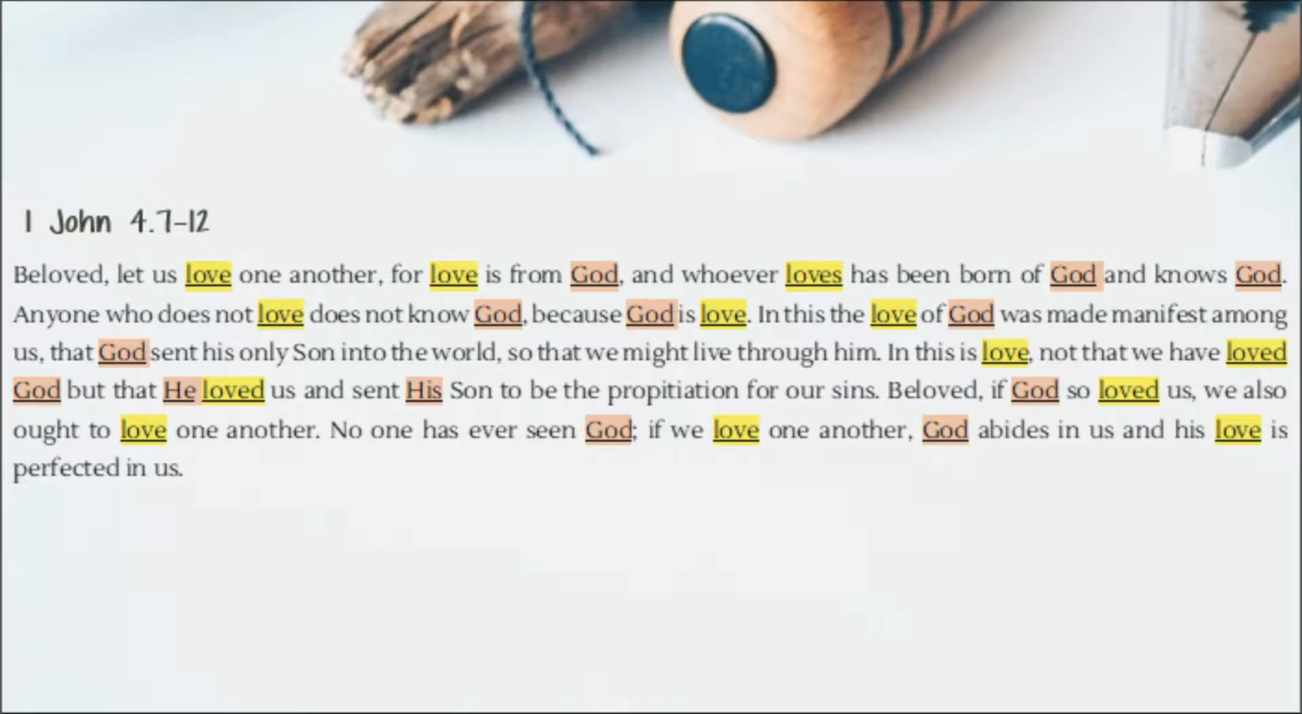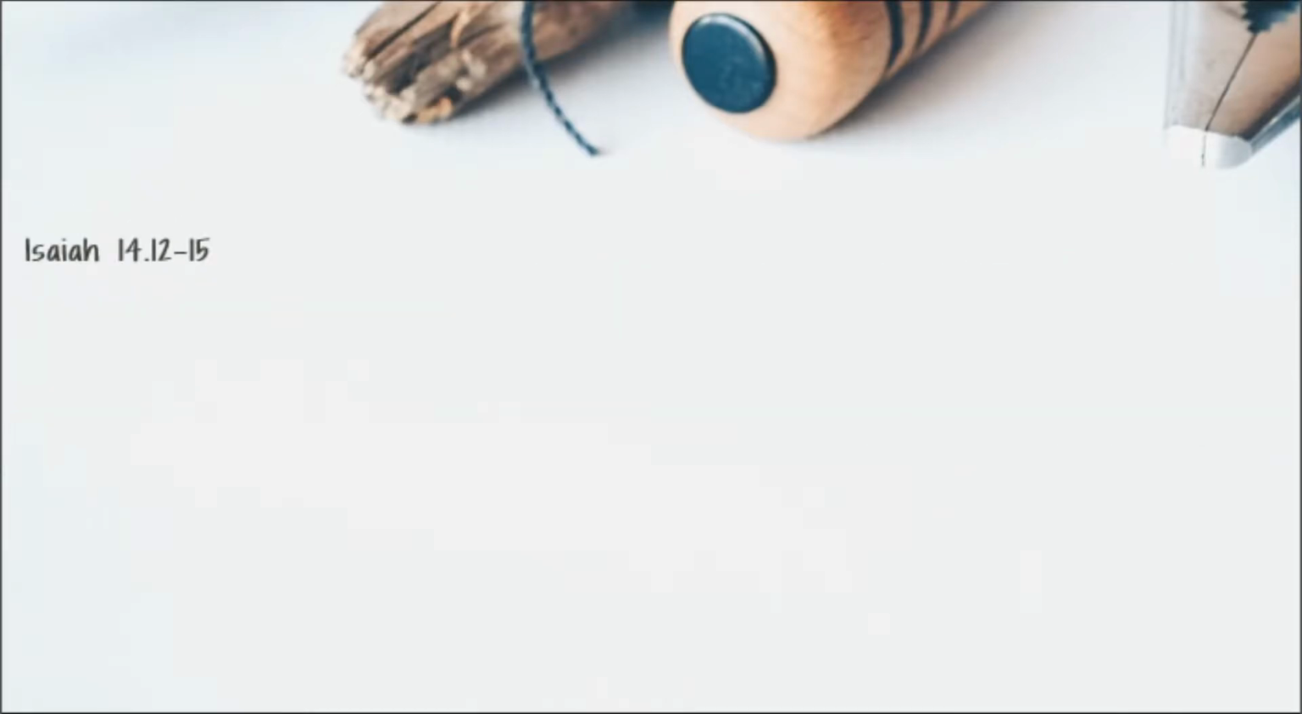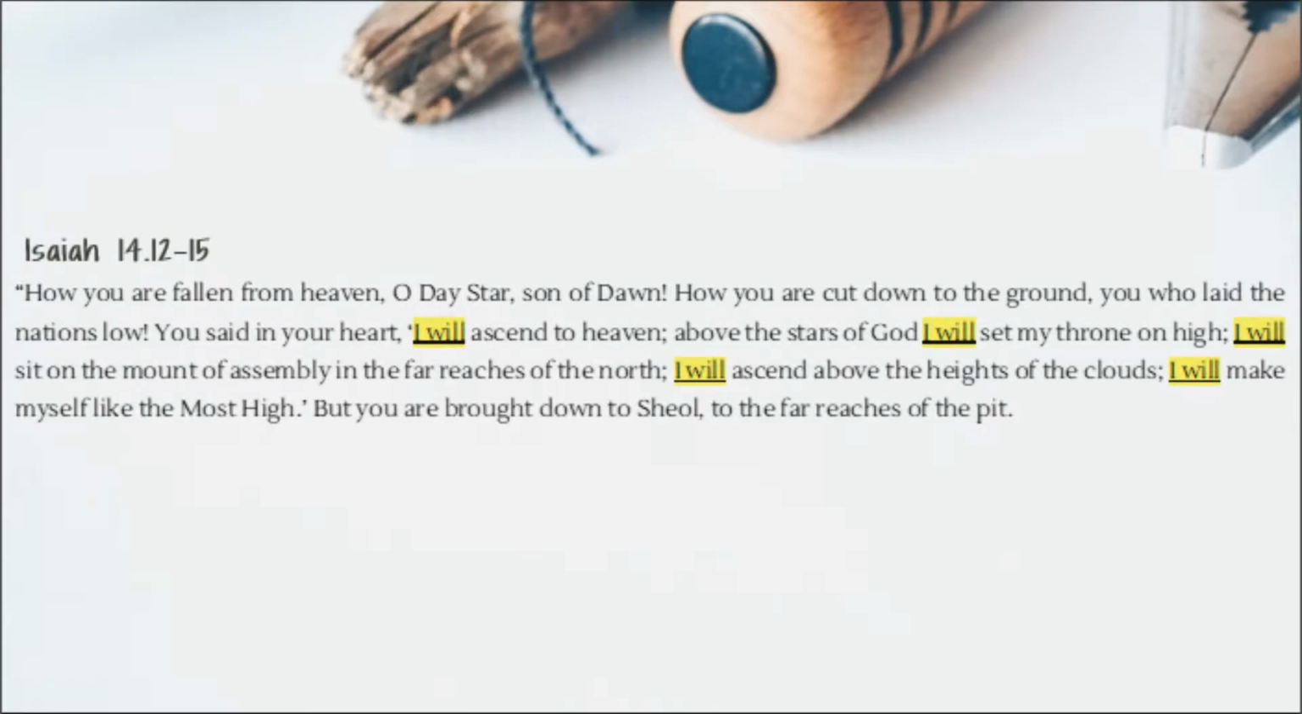Okay, Isaiah 14. Oh, dun dun dun. You go from God is love to the worst text in the Bible. What's this one? I will. Of course, this is Satan's filibuster, right? In heaven before he gets cast out. I will, I will, I will, I will. The Tuesday morning crew pointed out, which I think is worthy of pointing out, is I will ascend, I will set on high, I will ascend, I will make myself like the Most High. He's going higher, higher, higher.